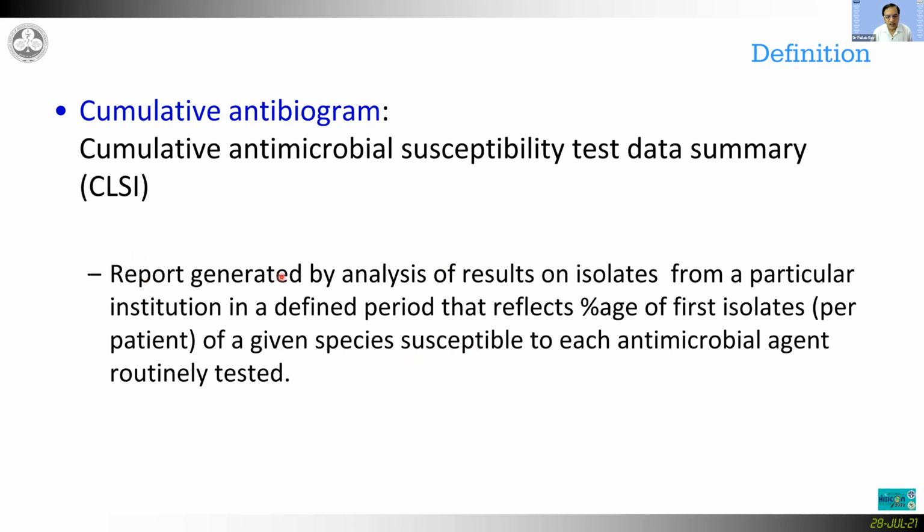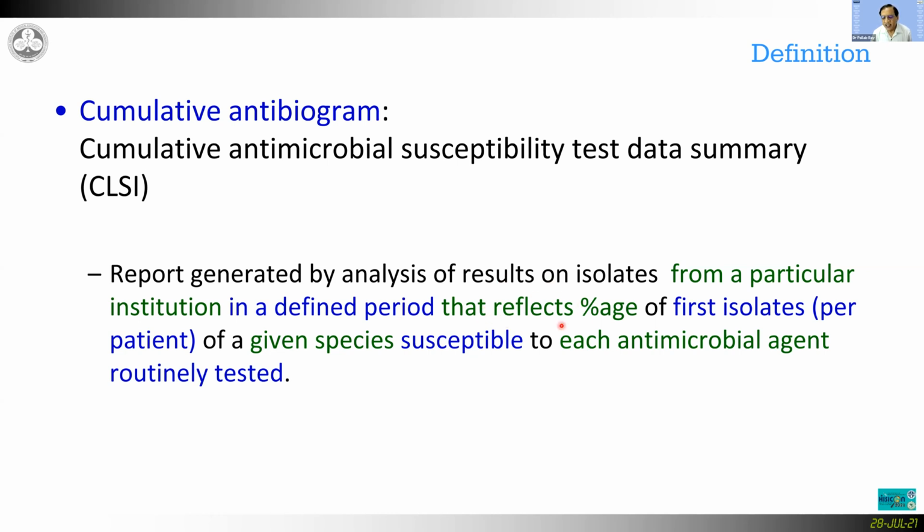So it's a report generated by analysis of results on isolates from a particular institution in a defined period that reflects percentage of first isolates per patient of a given species susceptible to each antimicrobial agent routinely tested. Look at how many explainable components it has. So it is from a particular institution first. Second, it must be in a defined period. We'll come to that. What is a defined period?